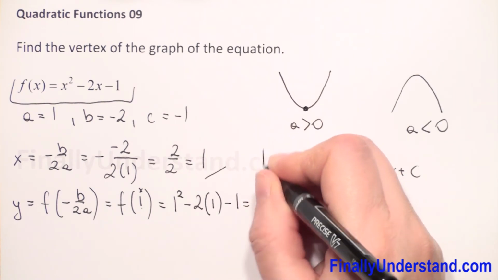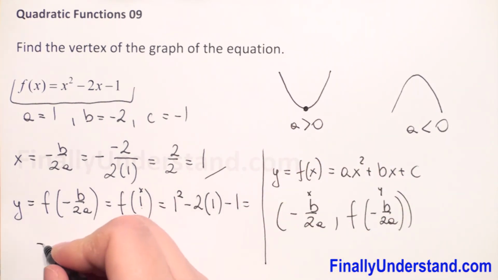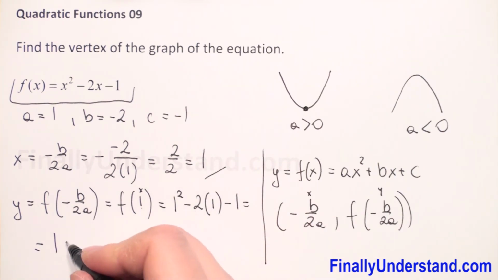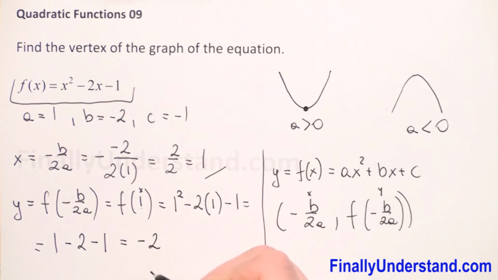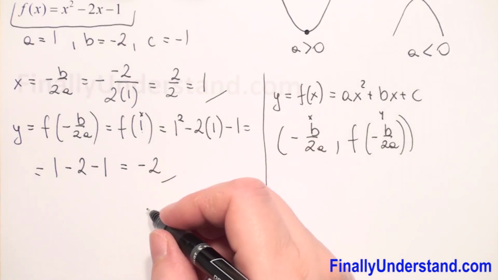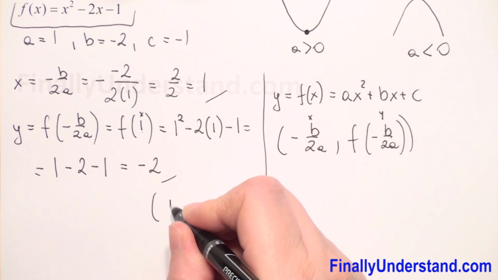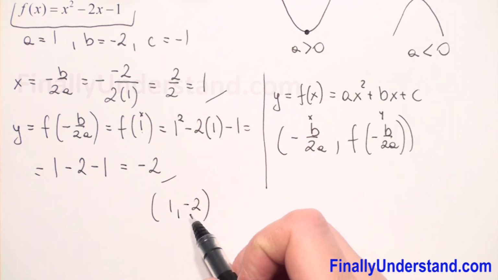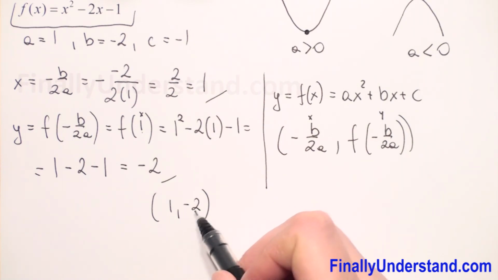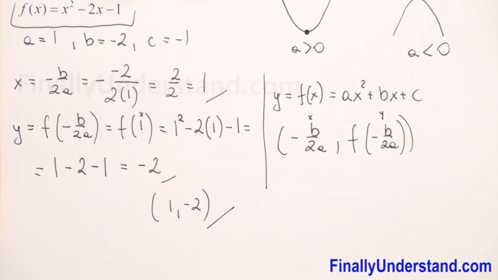So this is equal to: 1 to the second power is 1. 2 times 1 is 2, and we have negative 1. So this is equal to negative 2. We found x and y, so we can write that the vertex of our parabola is 1, negative 2. The coordinates of our vertex are 1 and negative 2. This is my solution.